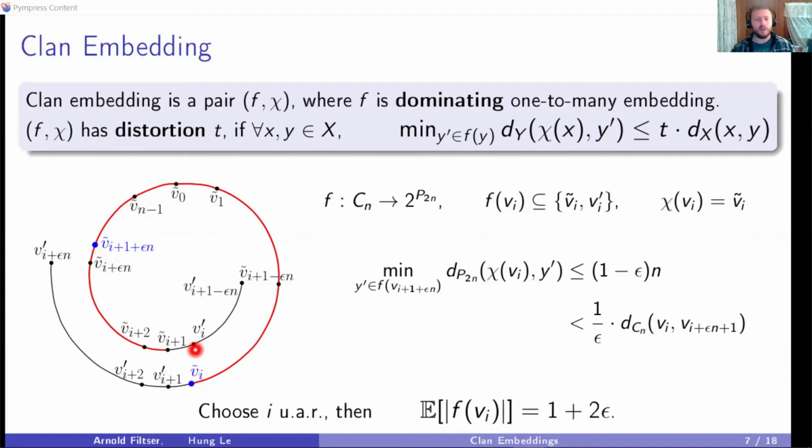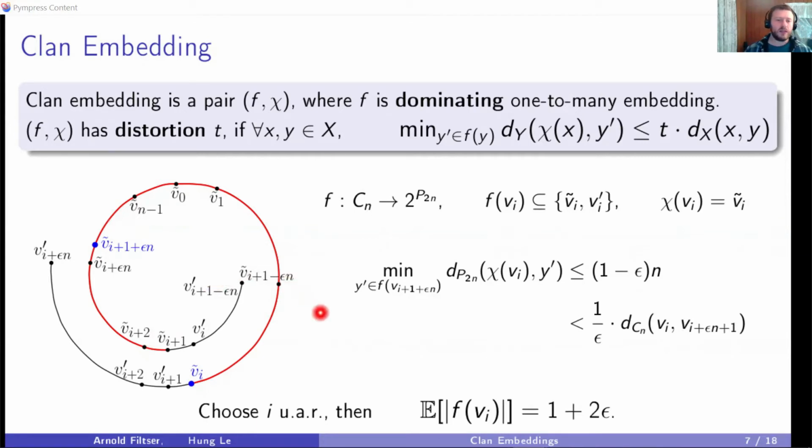But note that if you choose i uniformly at random, then the expected size of a clan is only 1 plus 2ε, because only these vertices here, in this area, have 2 copies, only about 2ε of them. And while the worst case distortion guarantee is 1 over ε, this holds in the worst case for all the vertex pairs.